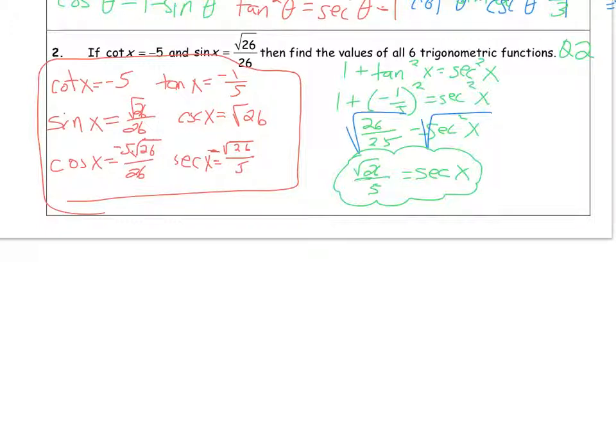And off to the side in green, you'll see that I chose to use the identity 1 plus tangent squared x equals secant squared x over the other one I used before. If I would have used sine squared x plus cosine squared x equals 1, I would have had to have taken the fraction radical 26 divided by 26, squared it, and then solved back for cosine. Definitely not the easiest math to do. It was much easier, as you can see here, to find the secant x first and then just use its reciprocal identity to get back to cosine.